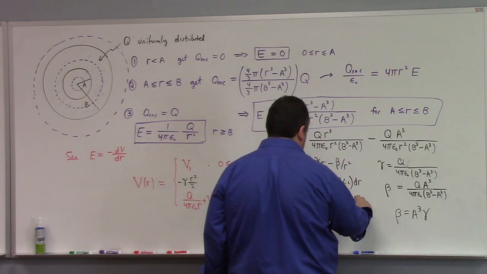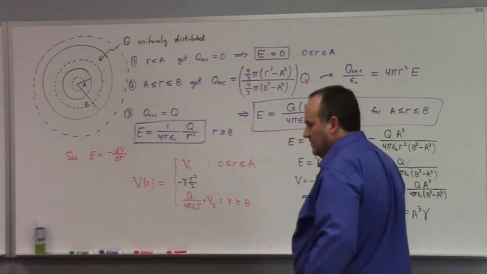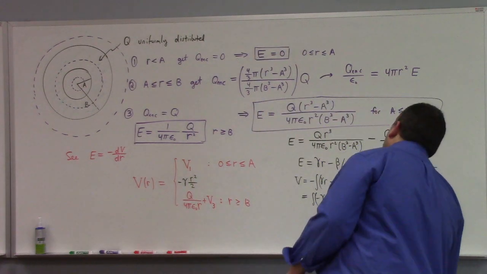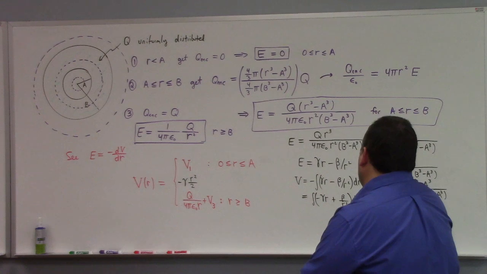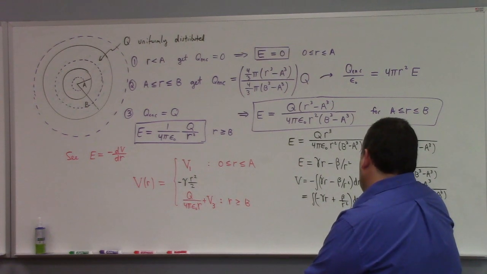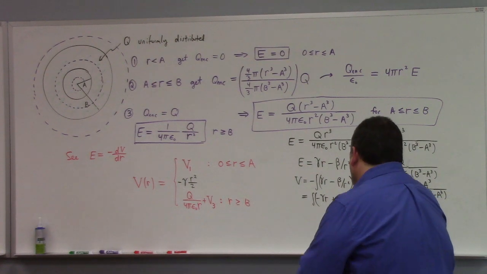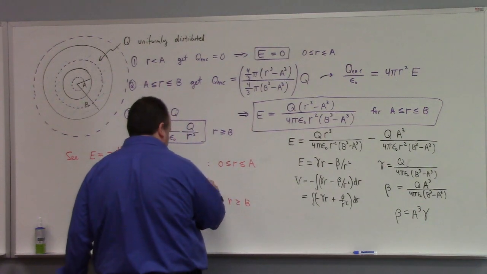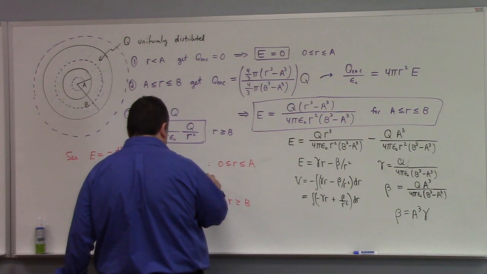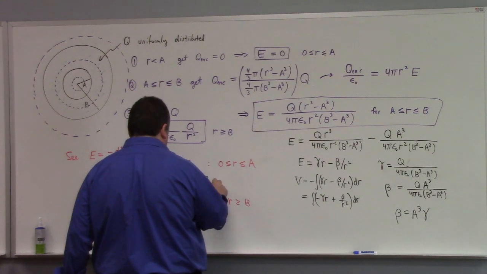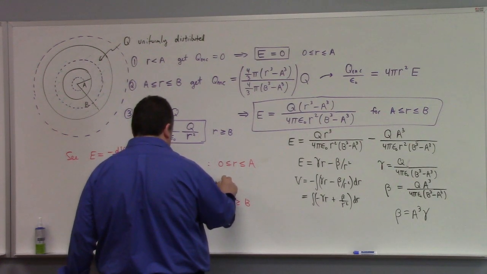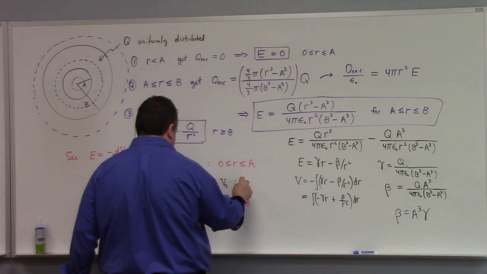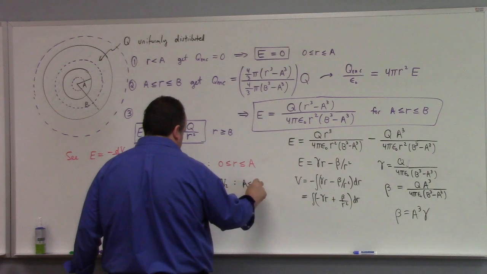I feel like it's bugging me. Oh, I guess it's okay. Yeah, that is what it is. So when I integrate that, I get minus 1/2 gamma R squared, and I get a minus beta over R. It was bugging me that I get a minus there, but it is what it is. So minus beta divided by R, and that's plus some constant, which I'm going to call V2. And this is for A less than or equal to R less than or equal to B.